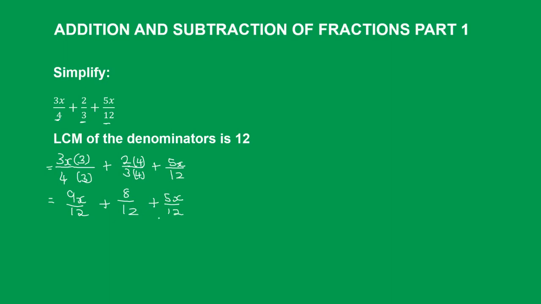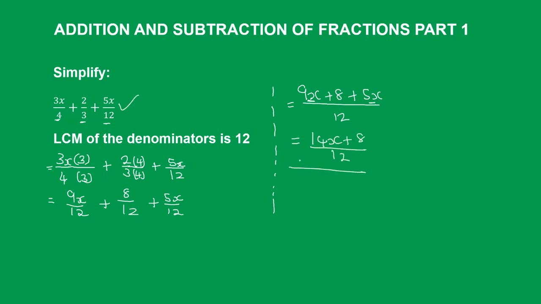Now the denominators are the same. We can just add the numerators. We have 9x plus 8 plus 5x, all this over 12. And then we have like terms, 9x plus 5x is 14x. So we have 14x plus 8 over 12. This is how we simplify this expression.